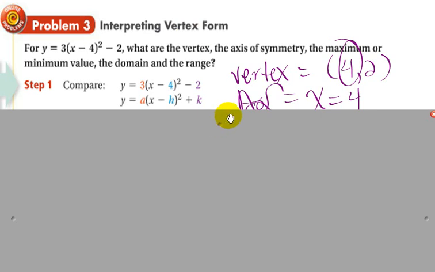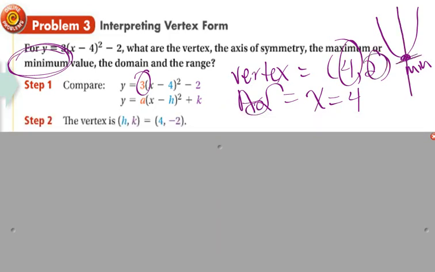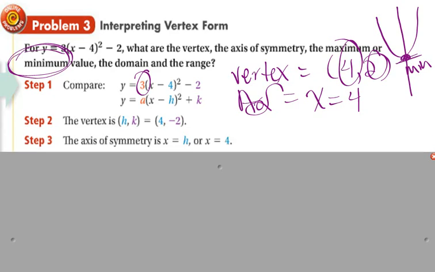Now, is it a maximum or a minimum value? Well, a is positive, and it's greater than 1, so we know it's a stretch, so it's going to be a skinnier parabola. And it's opening upwards. That means that the vertex is going to be at the lowest point of the parabola, so that makes it a minimum value. Okay, so it's a minimum value. But how minimum does it get? Well, it's going to be your k value, which is 2. So k equals 2.